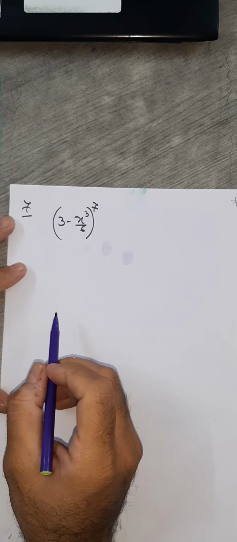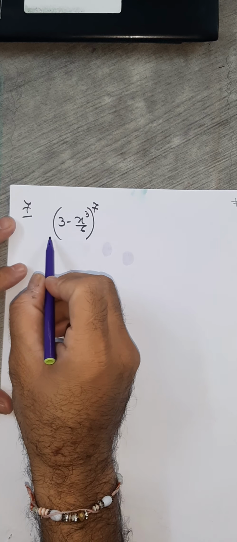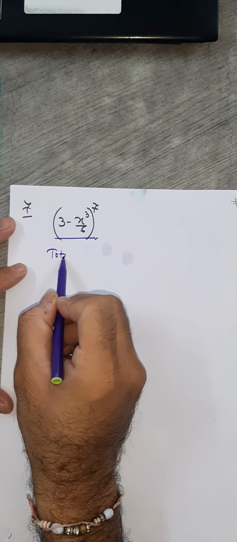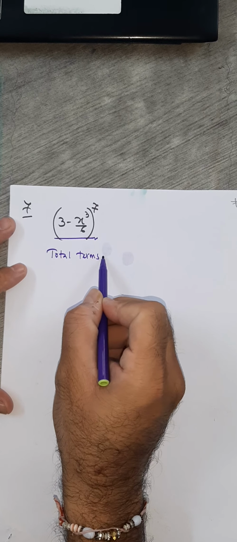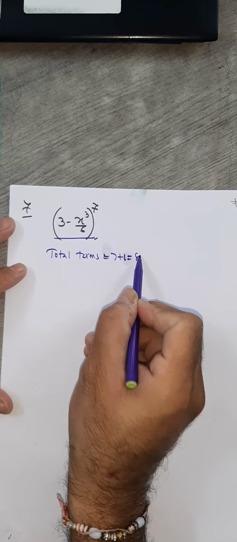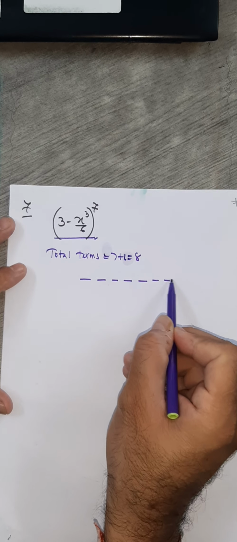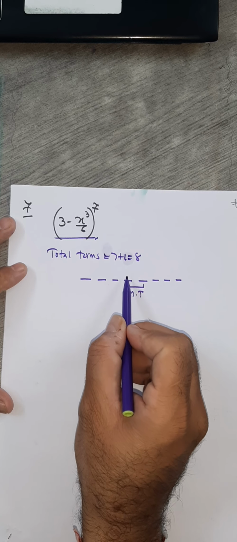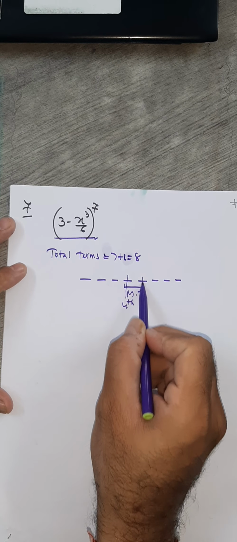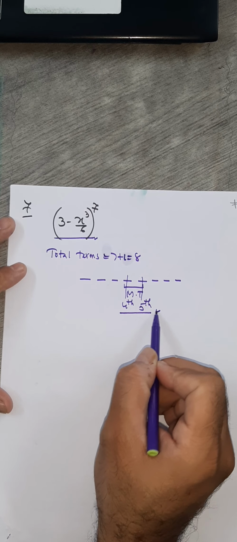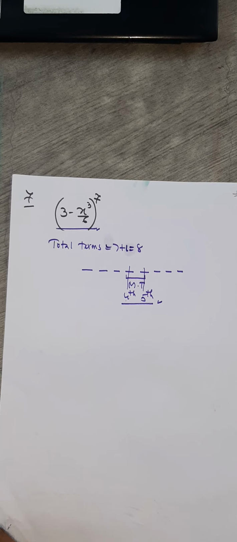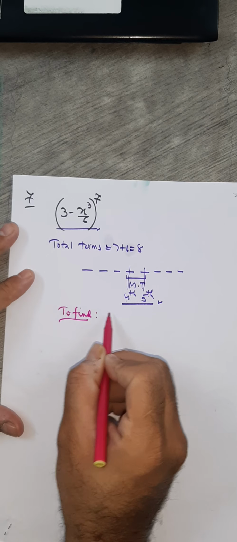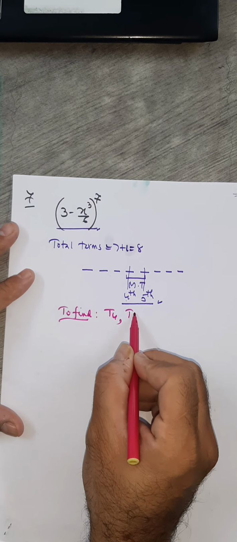Okay, so in the 7th and 8th questions, you want to get the middle terms in this expression. Total terms would be 8 here. You know total terms equals 7 plus 1, which is 8: 1, 2, 3, 4, 5, 6, 7, 8. So you can observe these are the two middle terms. This is the 4th, and then the next is the 5th. So you want to get T4 and T5. That's the question, what you need to find: the two middle terms, T4 and T5.